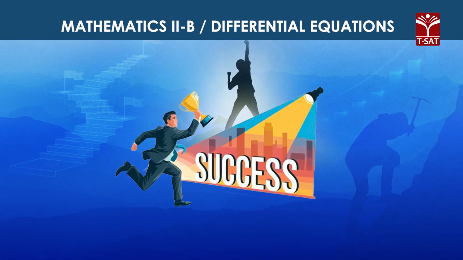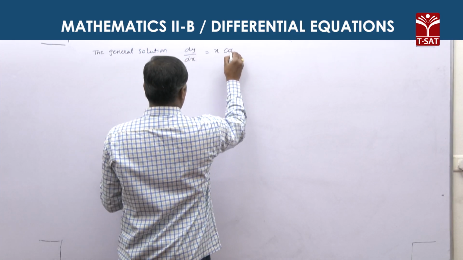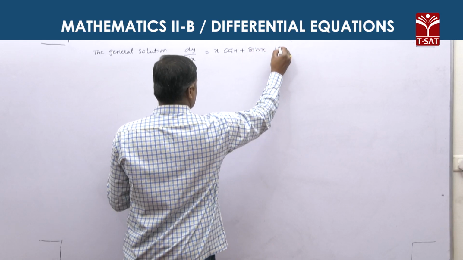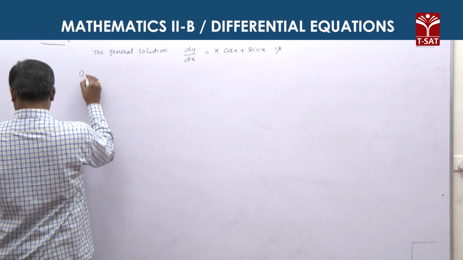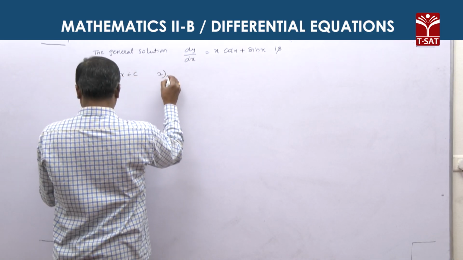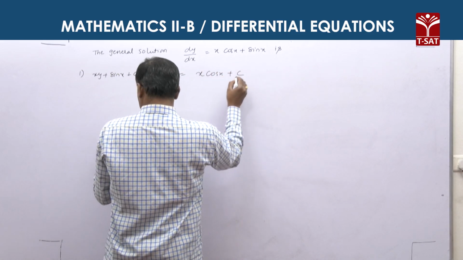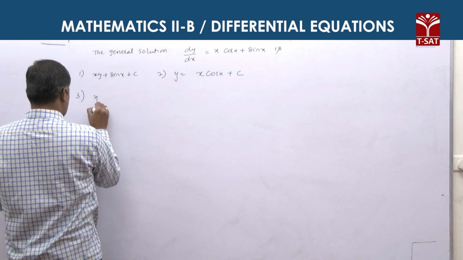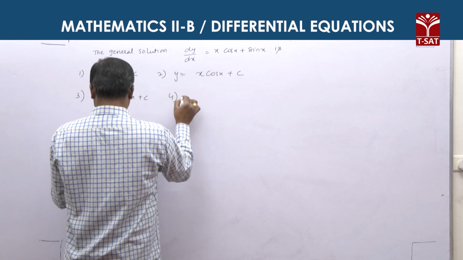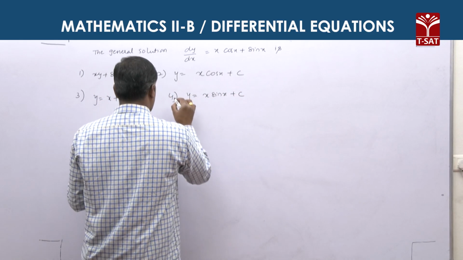The general solution of dy by dx is equal to x cos x plus sin x is: first option, xy plus sin x plus c. Second option, y is equal to x cos x plus c. Third option, y is equal to x plus sin x plus c. And fourth option, y is equal to x sin x plus c.